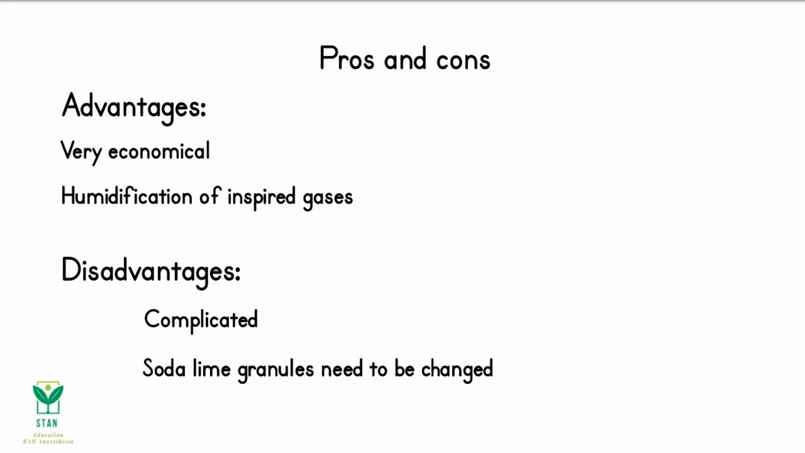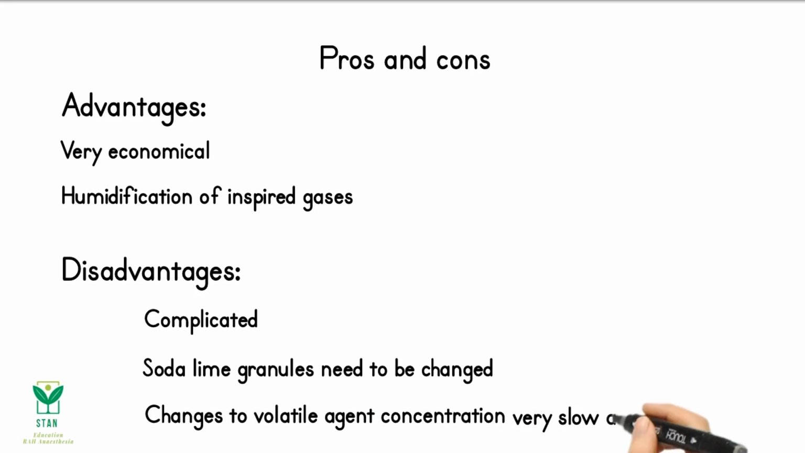Also, if you change the volatile agent concentration on the vaporizer when you're running the system at very low flow, it takes a long time for this to be reflected throughout the circuit, and you should be aware of that.